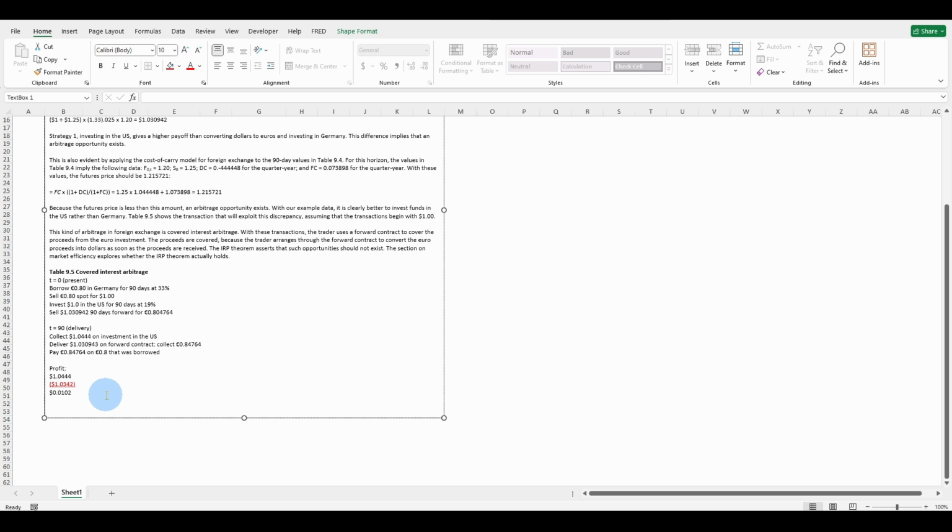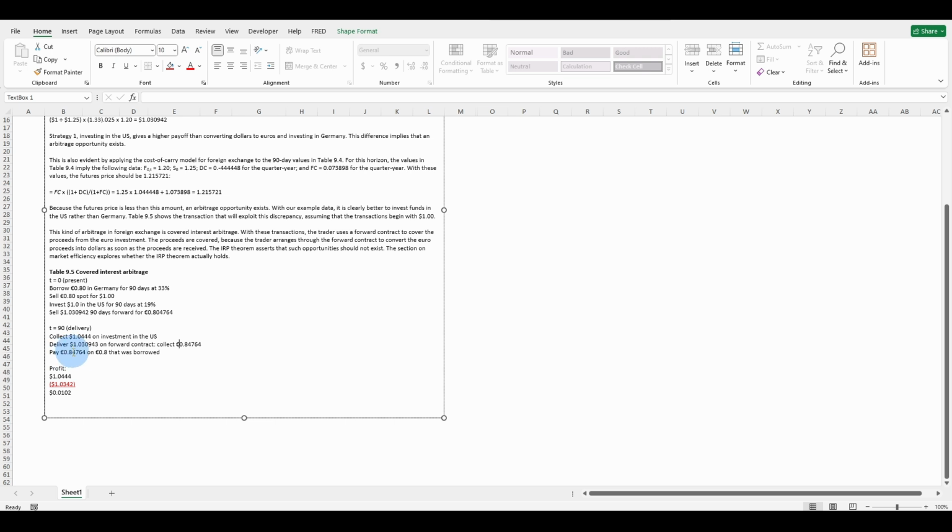How does this work? You're going to have to figure out where this 1.044 comes from. Well, we collect 1.044 on investment in the US. And then this 1.03943 on the forward contract, collect 0.84764. You're going to borrow there. You're going to invest here for 90 days, so it's going to be this 19%. You're going to sell at 1.0394. Sell the 90-day forward for 0.804 for this amount right here. You're going to pay 0.84764.